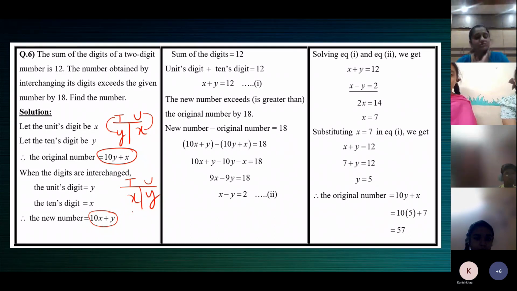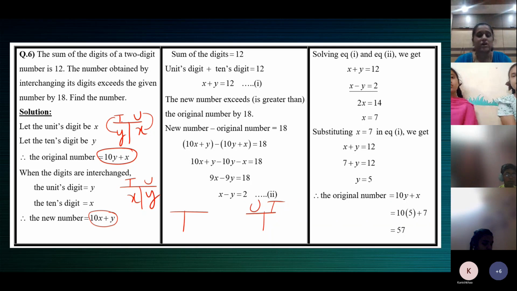What is interchanged? The digits are interchanged. You cannot interchange the place values. We cannot write units here and tens here. The place values cannot be interchanged. The digits are interchanged. So according to our assumption, y is the tens digit, that becomes a units digit, and x is the units digit, that becomes a tens digit. Yes, you're right, Kanishka. Go ahead.